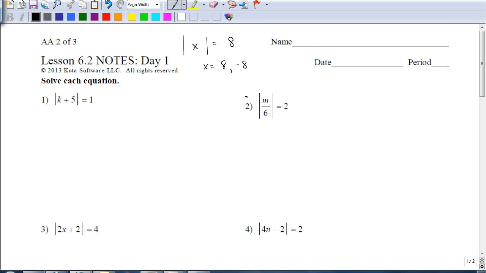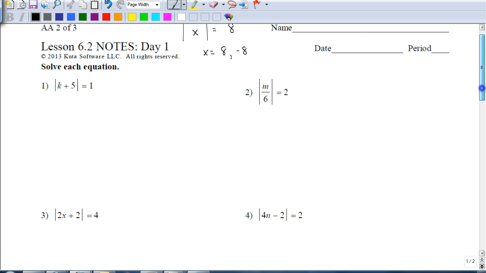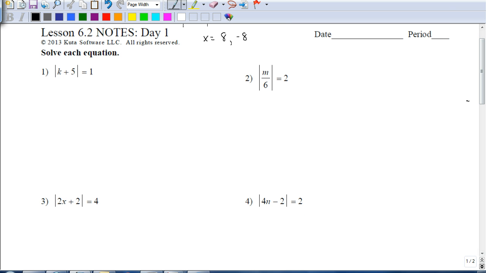Now that is important to remember for these problems. What it does not mean is that all these problems will have the same number. Like your answer will always be 8 and negative 8, or 3 and negative 3, or 7 and negative 7. To illustrate that, let's look at this first example.